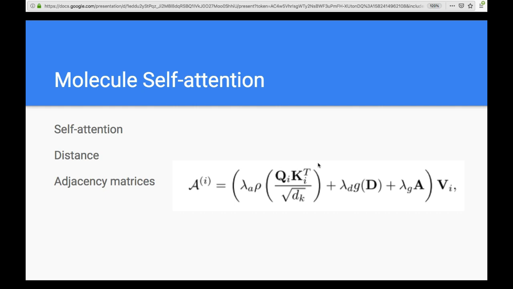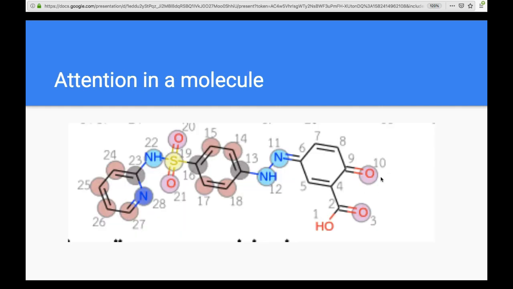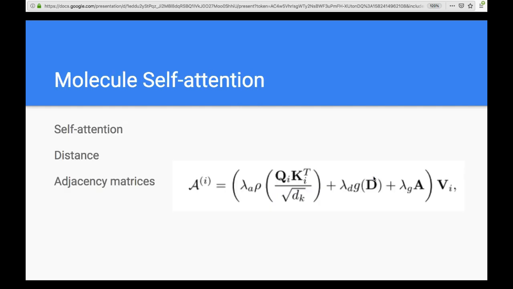So that's the adjacency matrix, and it basically describes the geometric relationship between atoms. If those atoms, like this oxygen 10 and oxygen 20, have an adjacency matrix value between them of 0, the model will know they are far away from each other. You don't need to pay too much attention to that.